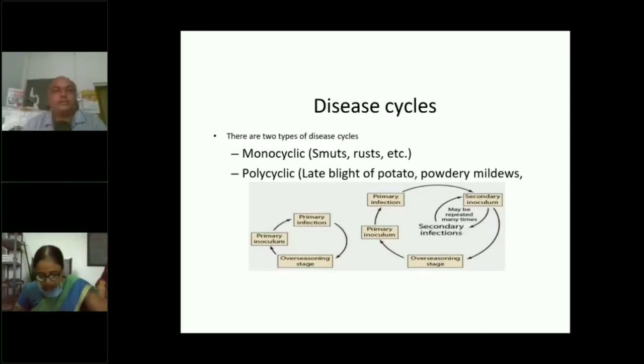The example is smut and rust. Then another disease cycle is polycyclic, or you can say multiple cycle disease. Multiple cycle disease, the example is late blight of potato and then powdery mildews.